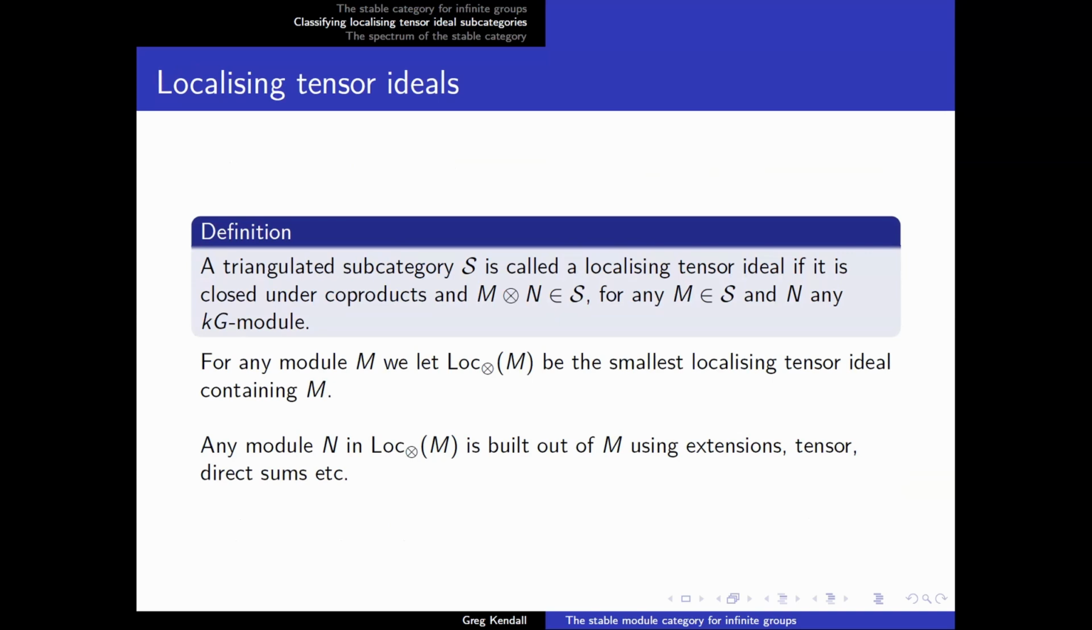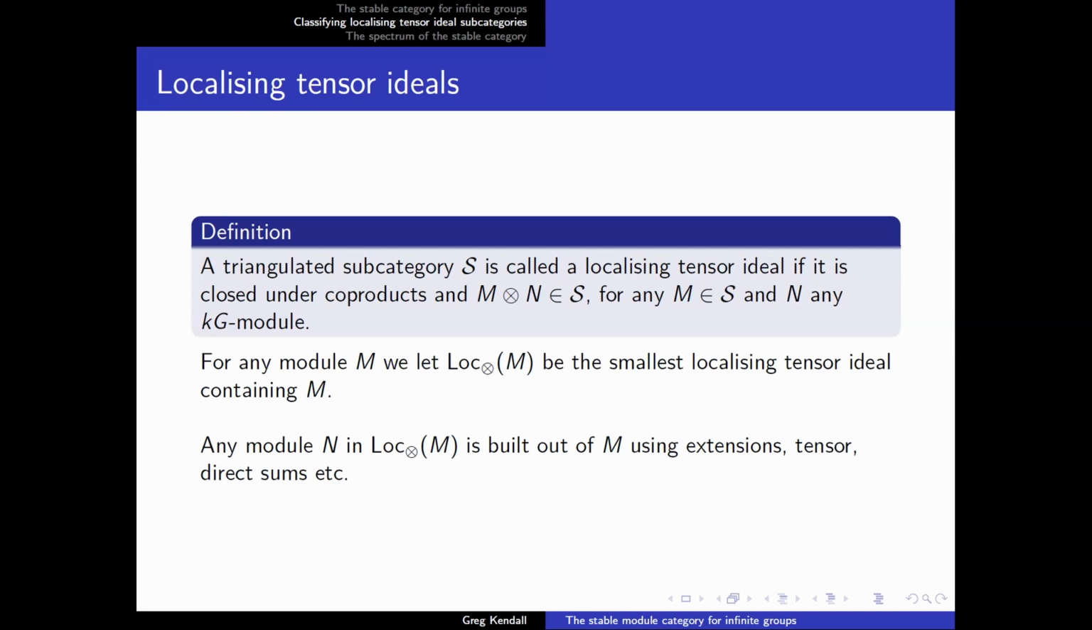But for us, we can just think of them as subcategories S which are triangulated. We need them to be closed under infinite coproducts, which are just direct sums of modules. And we need them to be tensor ideals. And so this is like, as you had said, an ideal in a ring. We need it to be closed under tensor with any module.